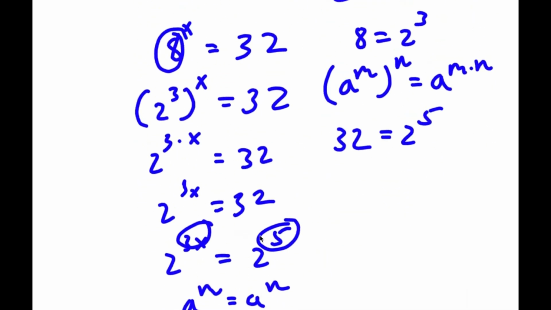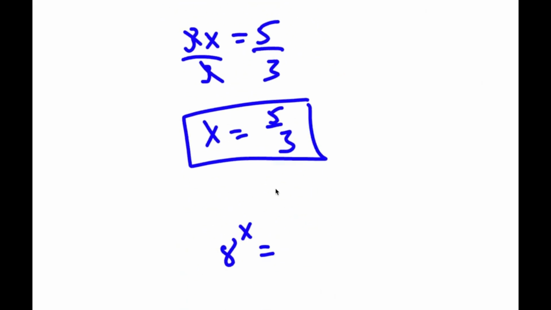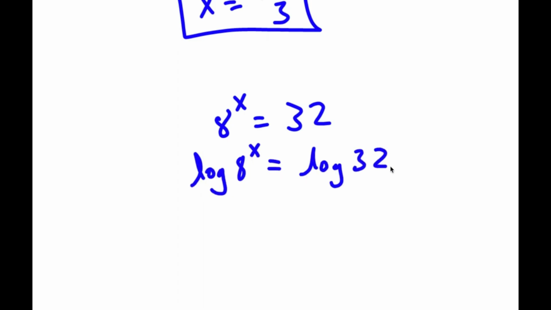Now another way of doing this problem, 8 to the power of x is equal to 32, is to take the log on both sides. So I have log 8 to the power of x is equal to log 32.